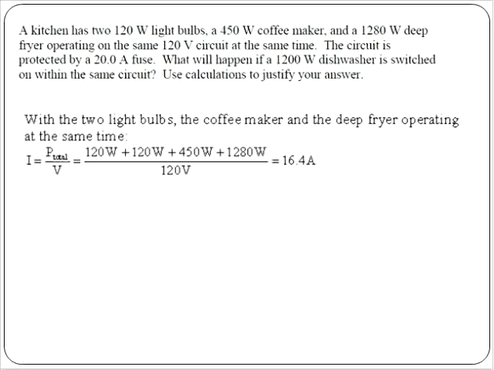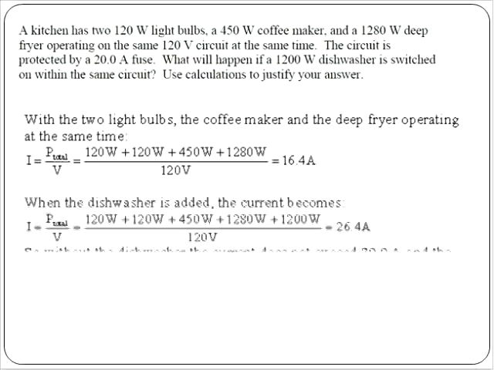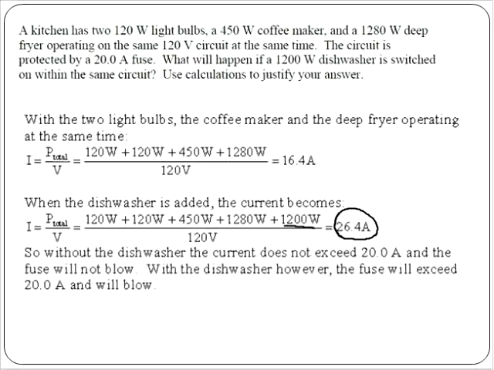So now we figure out how much more that dishwasher is going to add. Well, when we put the dishwasher in too, that's an extra 1200 watts. That's going to give us 26.4 amps. So you know then that as soon as you turn on that dishwasher, the current is going to exceed the 20 amp fuse. The fuse will blow. At least you hope the fuse will blow, because if it doesn't, you've got problems. You're going to have too much current going through the circuit. The wires could overheat. It could cause a fire. But that's what the fuse is there to protect in the first place.